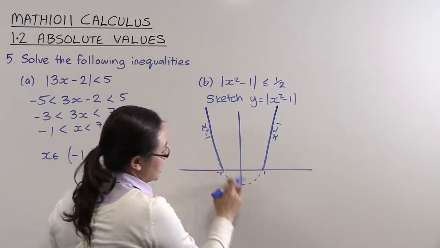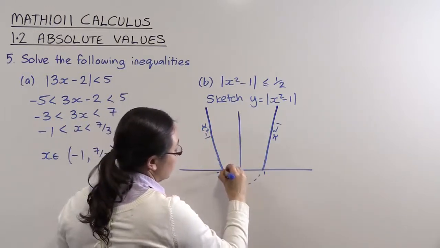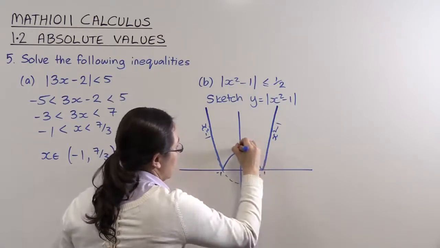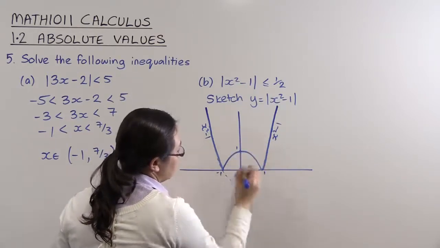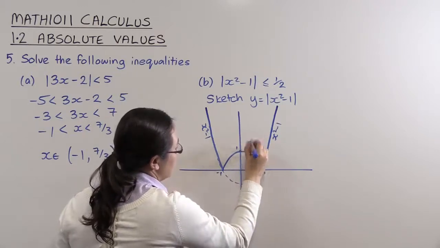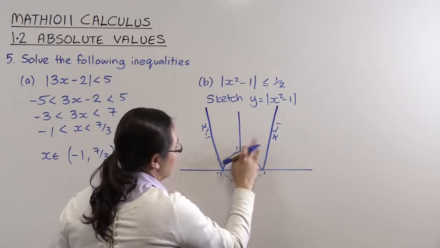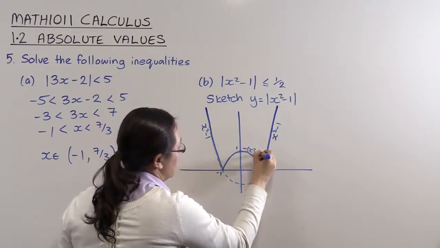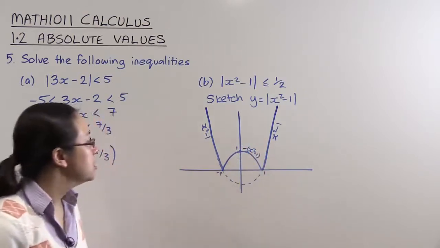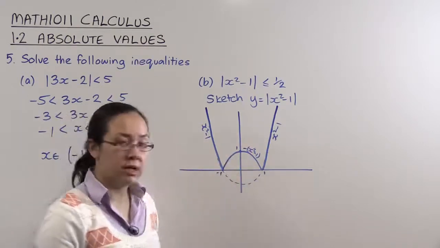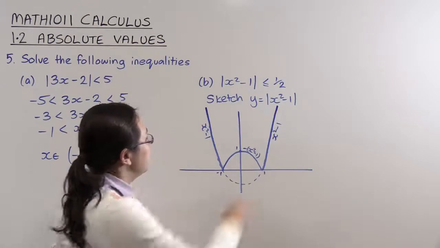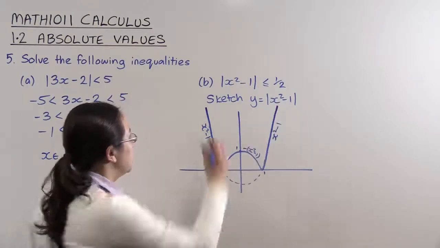But this section that's negative, we're going to take the absolute value of it. We're going to make it positive. We're going to reflect it. And so that reflects up to 1. And this has the equation minus, outside of x squared minus 1. So it's got a different equation with an extra negative in front. So this is the graph of the absolute value of x squared minus 1.